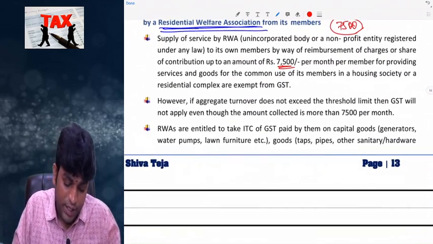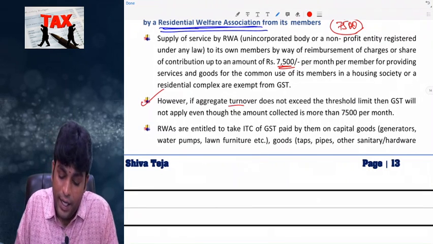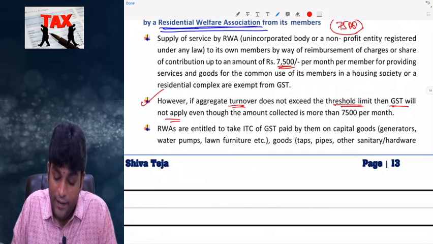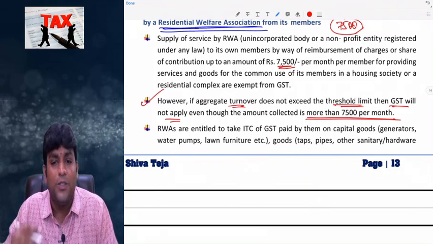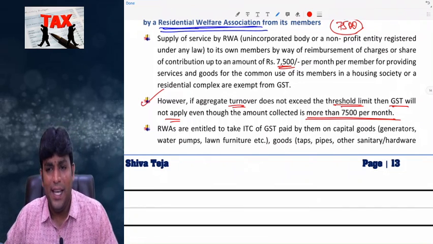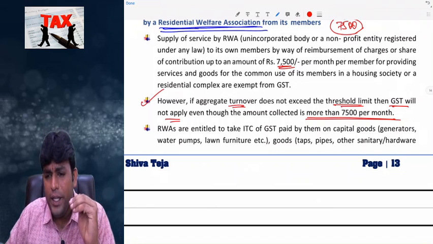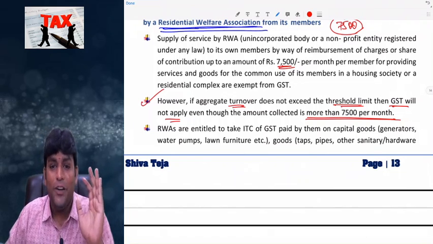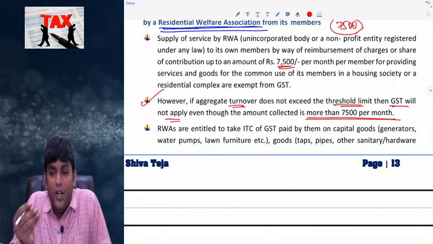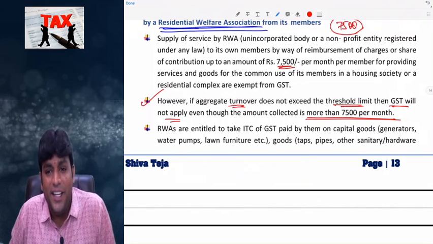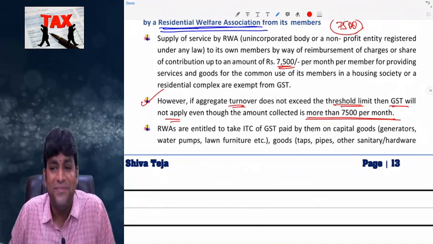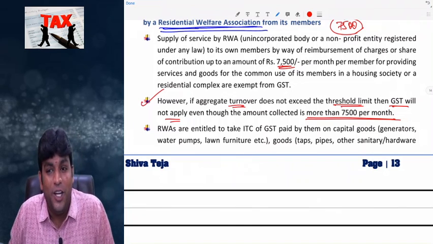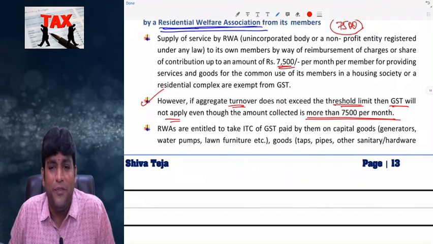7,500 is exempt. Now see next point. However, if the aggregate turnover does not exceed the threshold limit, then GST will not apply even though the amount collected is more than 7,500. That means what? Let's say every apartment owner is paying more than 7,500, but the total turnover of the welfare association did not cross 20 lakhs. That means they did not cross the limit of registration. Then obviously they are not required to pay GST because they did not cross the limit of registration itself.